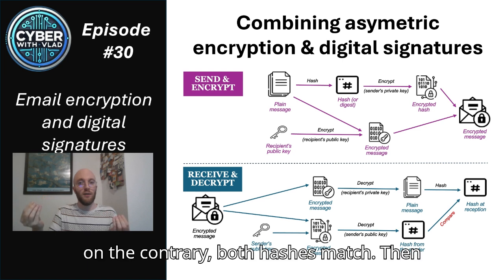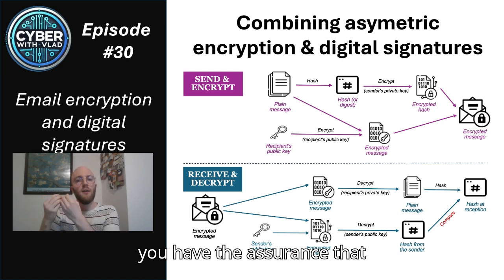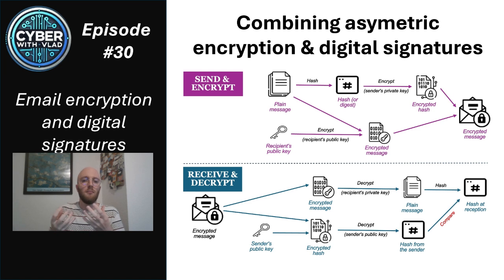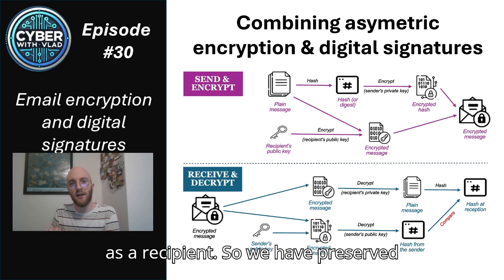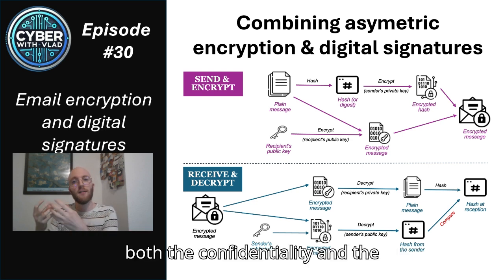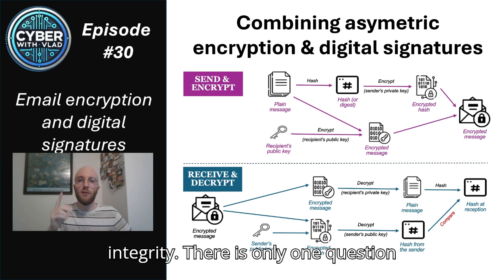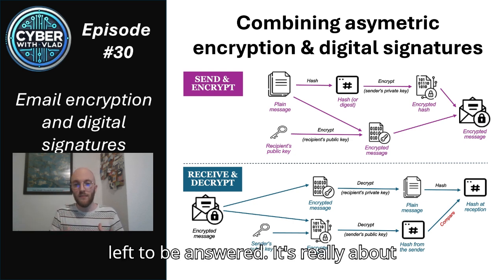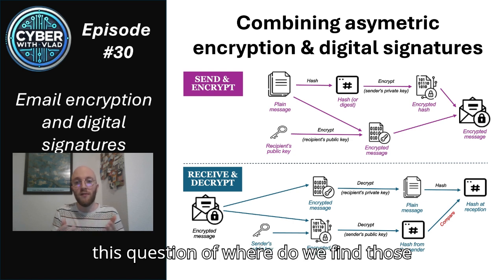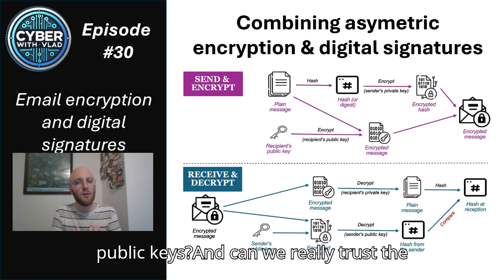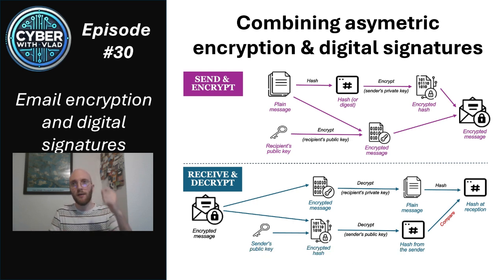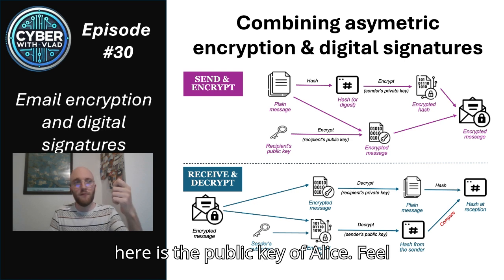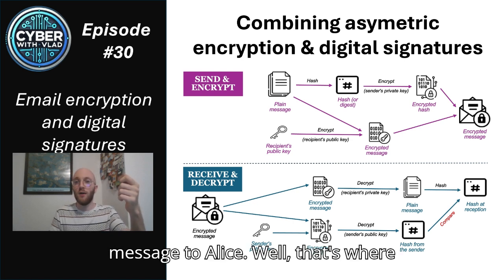If, on the contrary, both hashes match, then you have the assurance that the message that was sent and written by the sender is indeed what you are getting as a recipient. So we have preserved both the confidentiality and the integrity. There is only one question left to be answered. It's really about where we find those public keys and whether we can really trust the public key. Because in the end, anyone could pretend to be Alice and say, well, here is the public key of Alice. Feel free to use it if you want to send any message to Alice.